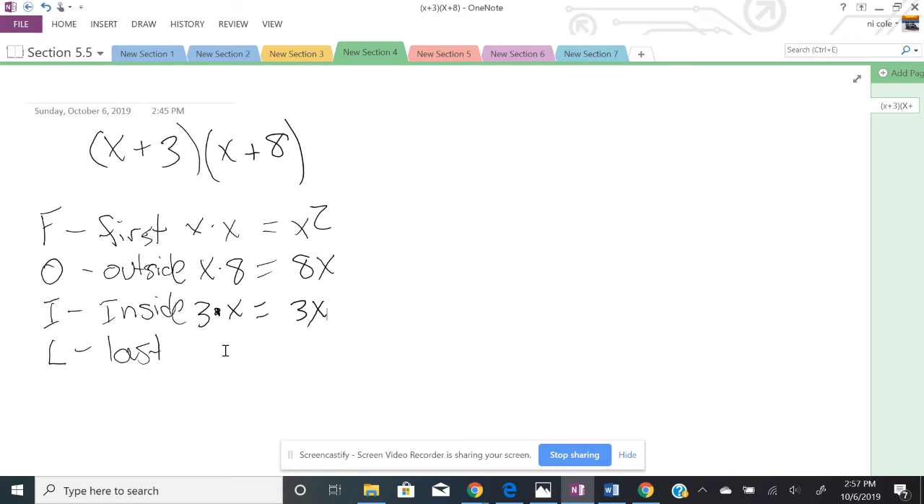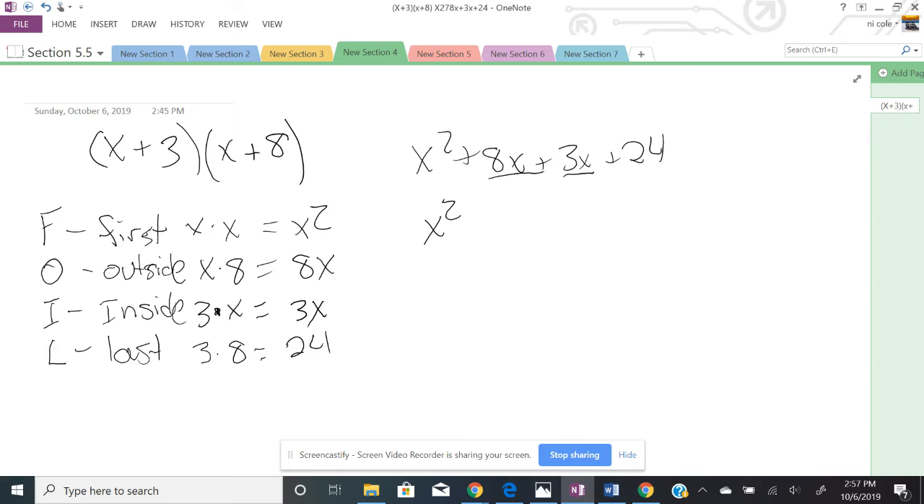And then I have my last. So this is the last one in that parentheses, and that's the last in that parentheses. So I'd have 3 times 8, which is 24. So you would see x squared plus 8x plus 3x plus 24. So combining like terms, I have x squared. Those are my combined like terms. So 8 plus 3 is 11x plus 24.